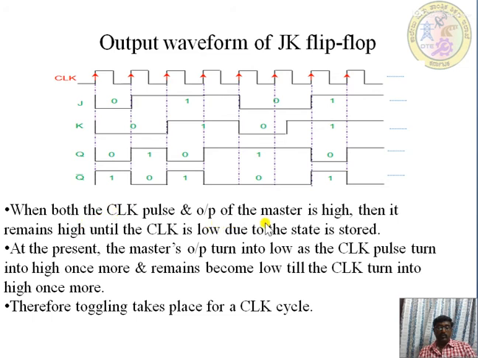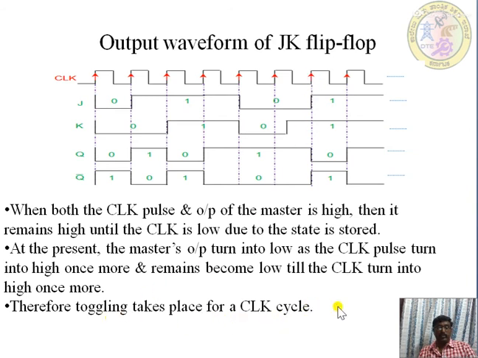When both the clock pulse and the output of the master are high, it remains high until the clock is low, since the state is stored. It will have the previously stored value. At this point the master output turns low and the clock pulse turns high once more, and it remains low until the clock turns high again. Whatever it has been, it will retain that value. When J K is 0 0, it keeps the previously stored value, which here is 1, and this continues until the next positive cycle. Though the input has changed, it will not change at this time. It will change only during the next positive half cycle.